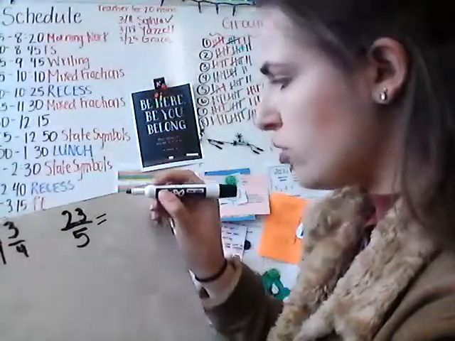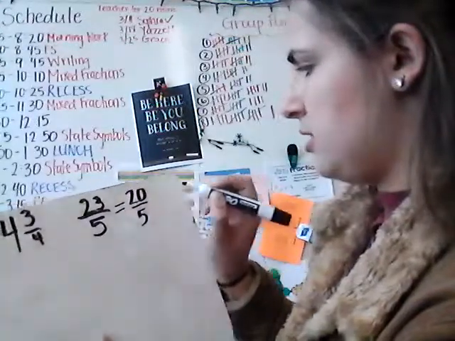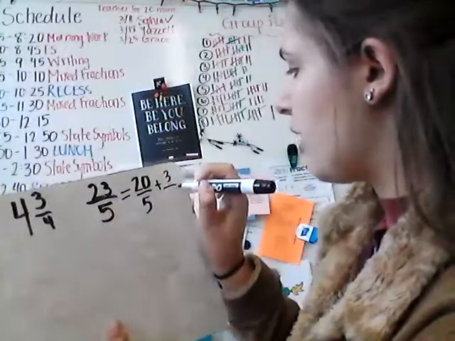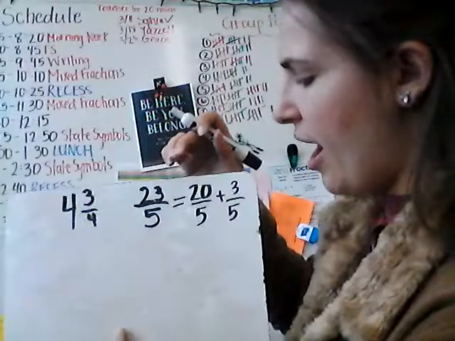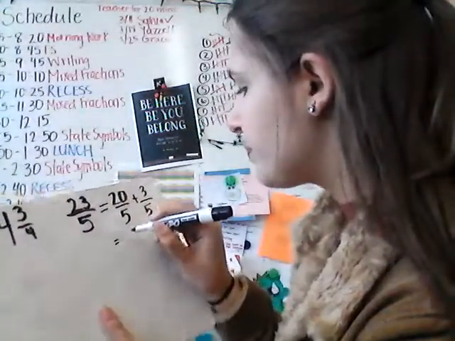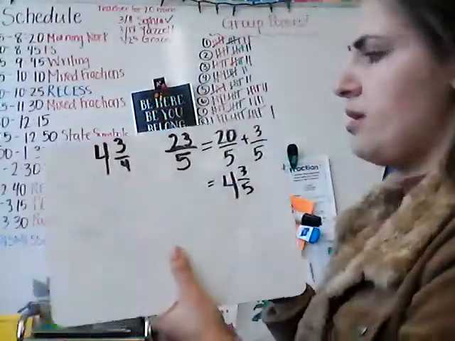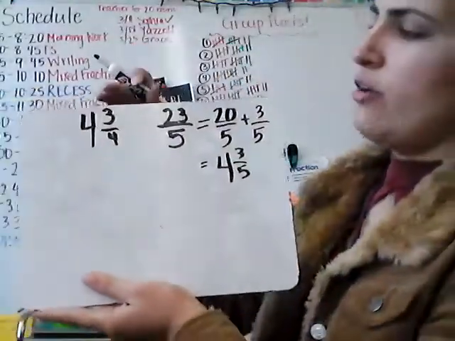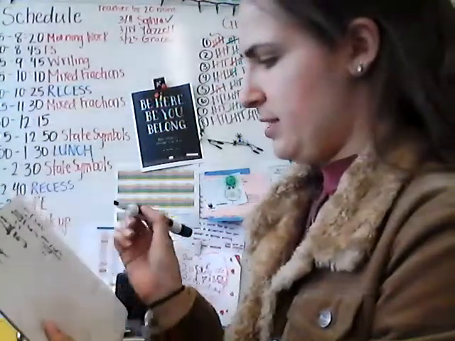So 4 wholes would be 20/5. And then left over, we have 3/5. Okay. So this is really going to help us make this into a mixed fraction. We knew that 20/5 was 4 wholes. And then we have 3/5 left over. Okay. So now we are going to be comparing 4 3/4 and 4 3/5.